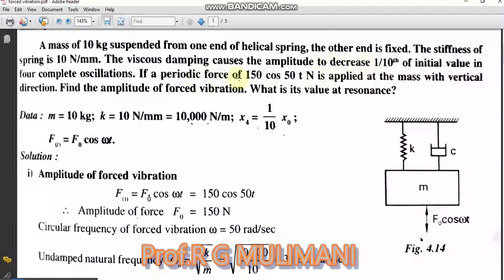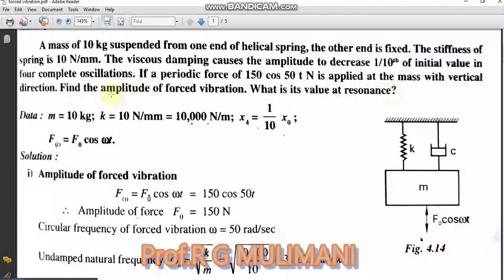A periodic force of 150 cos 50 t, let us consider the forcing function, it is f naught cos omega t. If you compare with f naught cos omega t, then f naught is 150 and omega is 50 radian per second. The load is applied at the mass in the vertical direction. So what is the amplitude of forced vibration and what is its value at resonance?